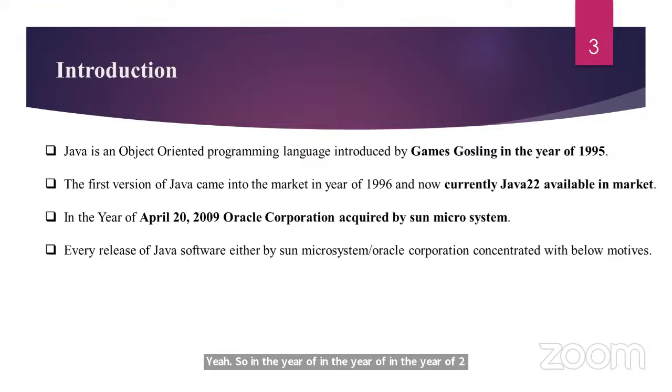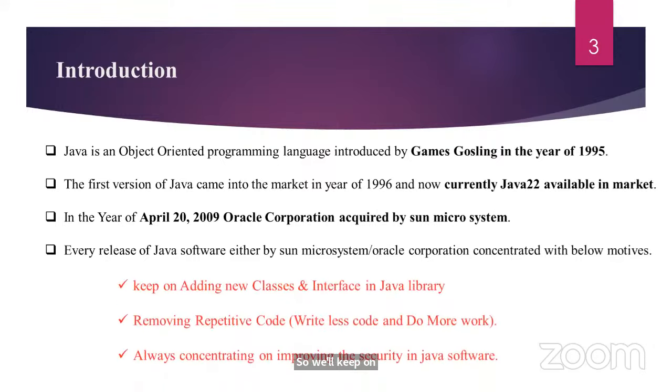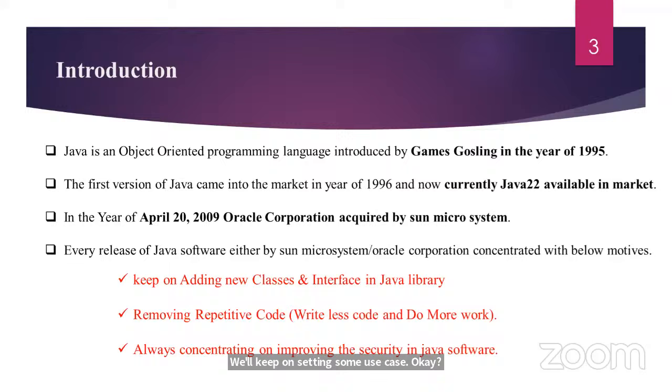For every release of Java software, you might have heard about Java 8, Java 11, Java 17, Java 21. For each and every version of Java, either Sun Microsystems or Oracle Corporation keeps on setting some motives. The first motive is that from version to version, they keep adding new classes and interfaces into the JDK libraries, and they improve performance.